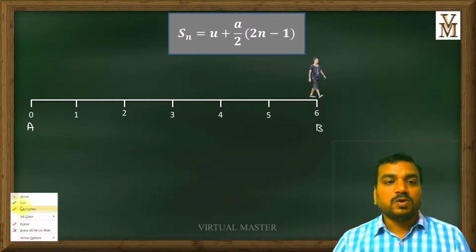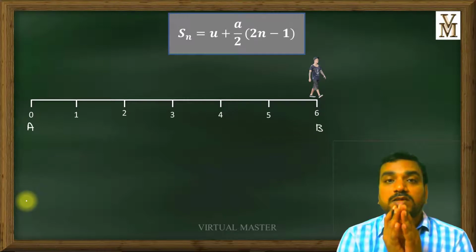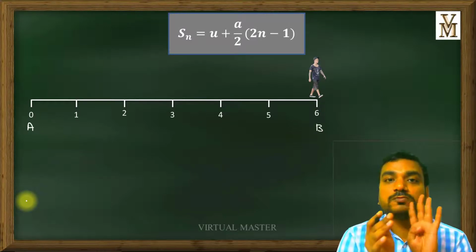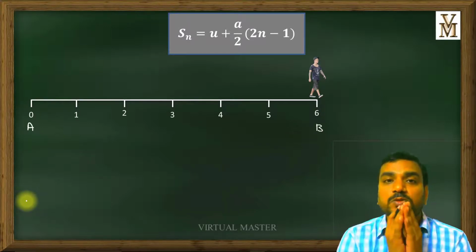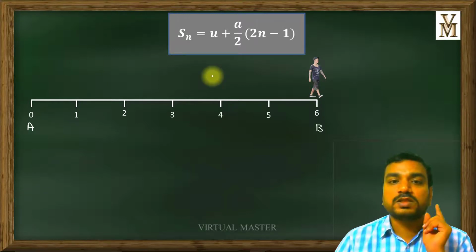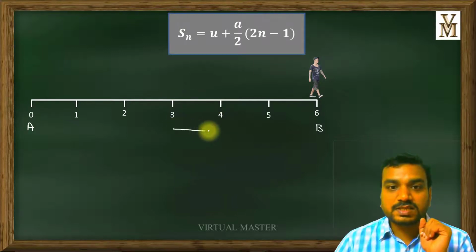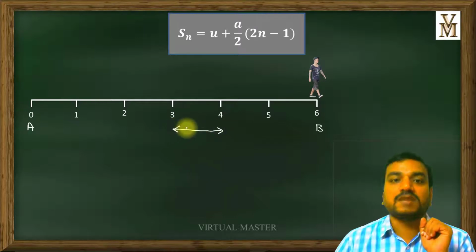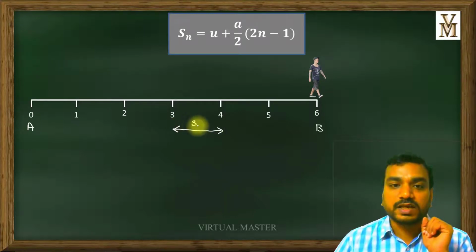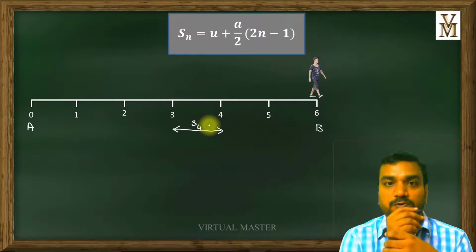Now I want to find the distance covered by the boy during the 4th second. What do you mean by the distance covered by the boy during the 4th second? That means the distance covered by the boy between the 3rd second and the 4th second. This distance is nothing but the distance covered by the boy during the 4th second. I will call it S4.